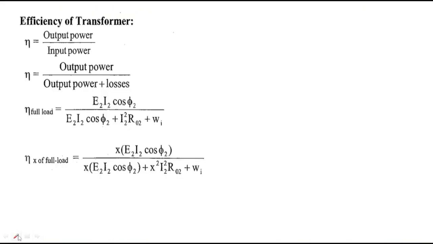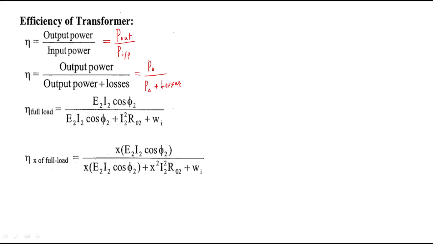So generally, what is the formula for efficiency? Output power by input power, right? P input. And the input power is nothing but what? Output power plus losses. Output power plus losses. So we all know that.